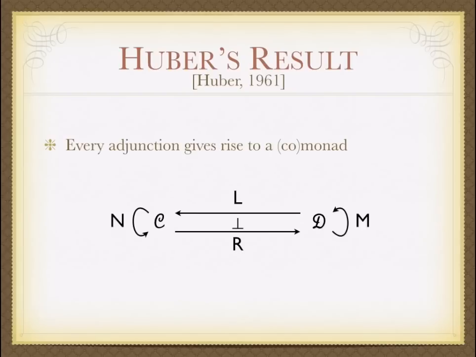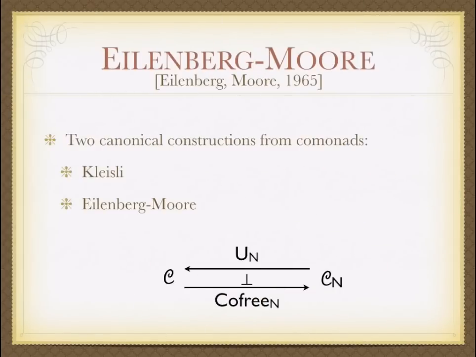Now, a very interesting question is whether or not every monad or comonad gives rise to an adjunction. Well, it only took a little while for that question to be answered. In fact, it was answered in two very different ways, once by Kleisli and again in 1965 by Eilenberg and Moore. We'll focus on the Eilenberg-Moore construction. Well, technically the co-Eilenberg-Moore construction, which basically says that for any comonad N, we can derive functors U N and cofree N that are adjoints.